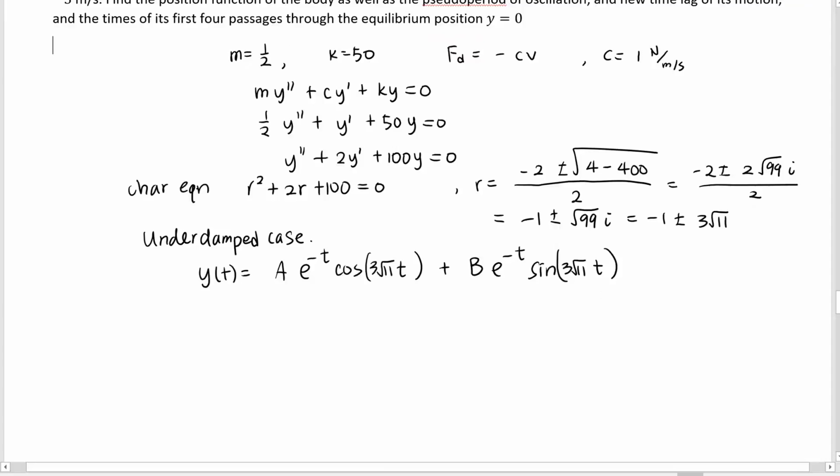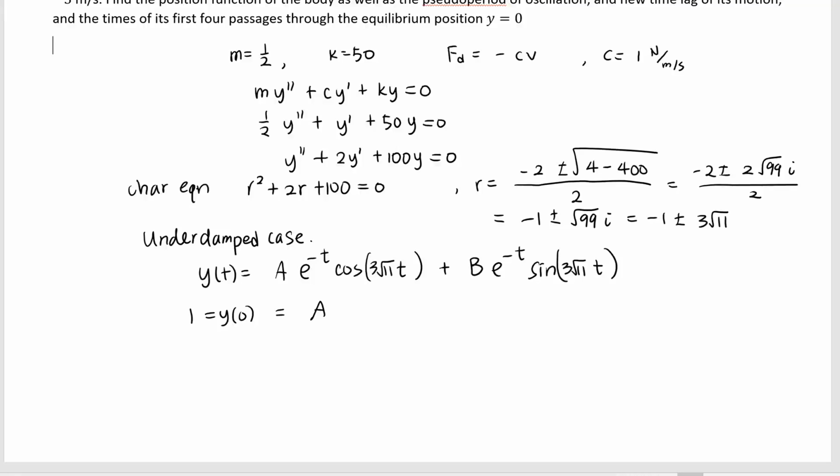So our initial position is 1. We plug in t equals 0: e to the 0 is 1, cosine 0 is 1. So a is 1, right?